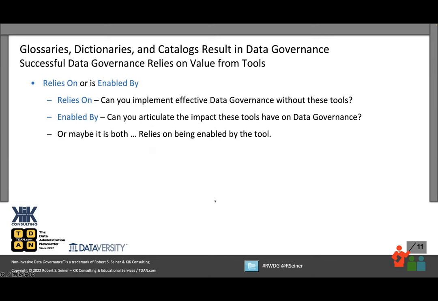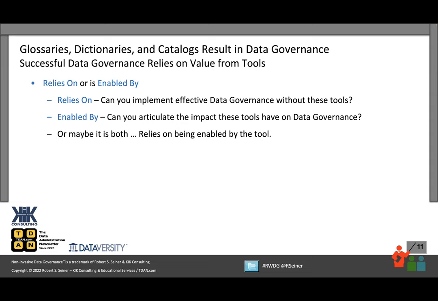And so now the question really becomes, does data governance rely on the value from the tools, or is data governance really enabled by the value from the tools? I'm not going to try to answer that question for you, but think about maybe it's both things. Can you really truly implement an effective data governance program without having information about your data readily available to people? I would say in most situations, at some point, you're going to be managing your metadata.